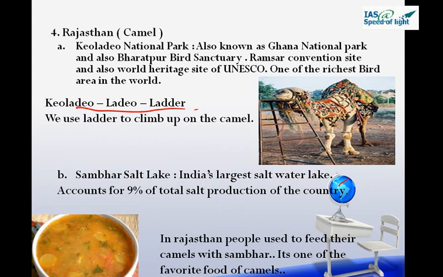So camel: first is Keoladeo National Park, which is also a UNESCO World Heritage Centre. Don't worry about how you will differentiate between the UNESCO Heritage Centres and Ramsar Convention sites. This we will all cover in mnemonics only. So it is Keoladeo, that is in Rajasthan, and then it was Sambhar Salt Lake, a salty sambar, and it's a favorite food of camel. So we again relate it with Rajasthan.